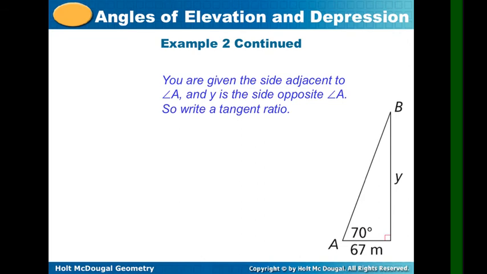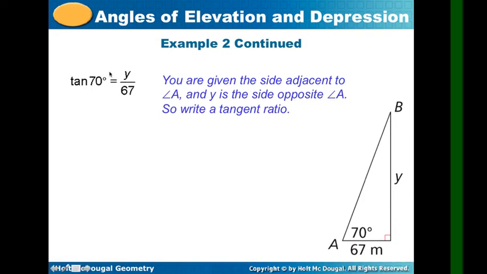Okay. You are given the side adjacent to angle A, and Y is the side opposite to angle A. So we will use the tangent ratio. Bakit? Kasi nga, ito siya. So ang relationship ni A kay Y is opposite. Ang relationship ni A kay 67 is adjacent. So kung iisipin mo yung SOHCAHTOA, ang gagamitin natin is yung TOA kasi siya lang yung may opposite tsaka adjacent.